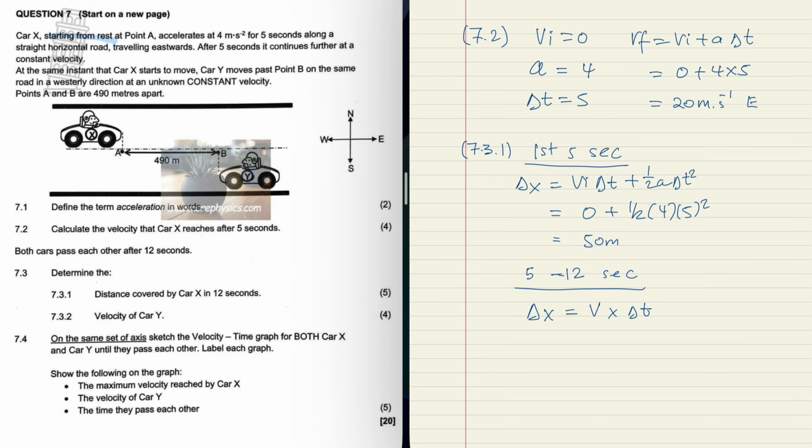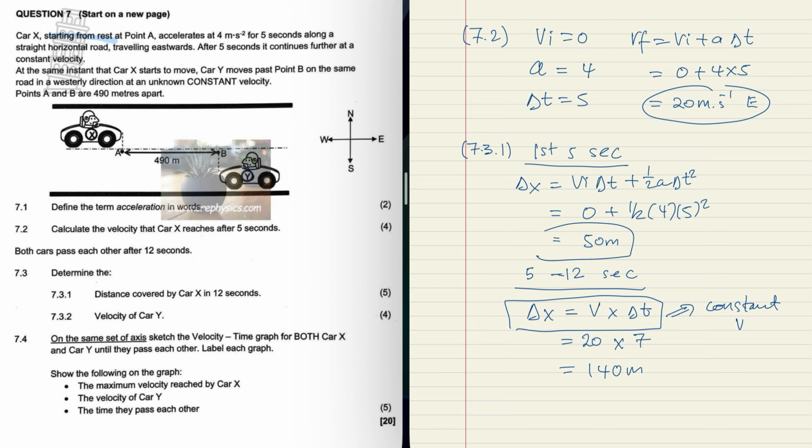So you have 6, 7, 8, 9, 10, 11, 12. It's actually 7 seconds. So 20 times 7 is equal to 140 meters. Now remember, this formula can be used only when there is constant velocity. So now the total distance for car X is going to be 140 plus 50, which is equal to 190 meters.